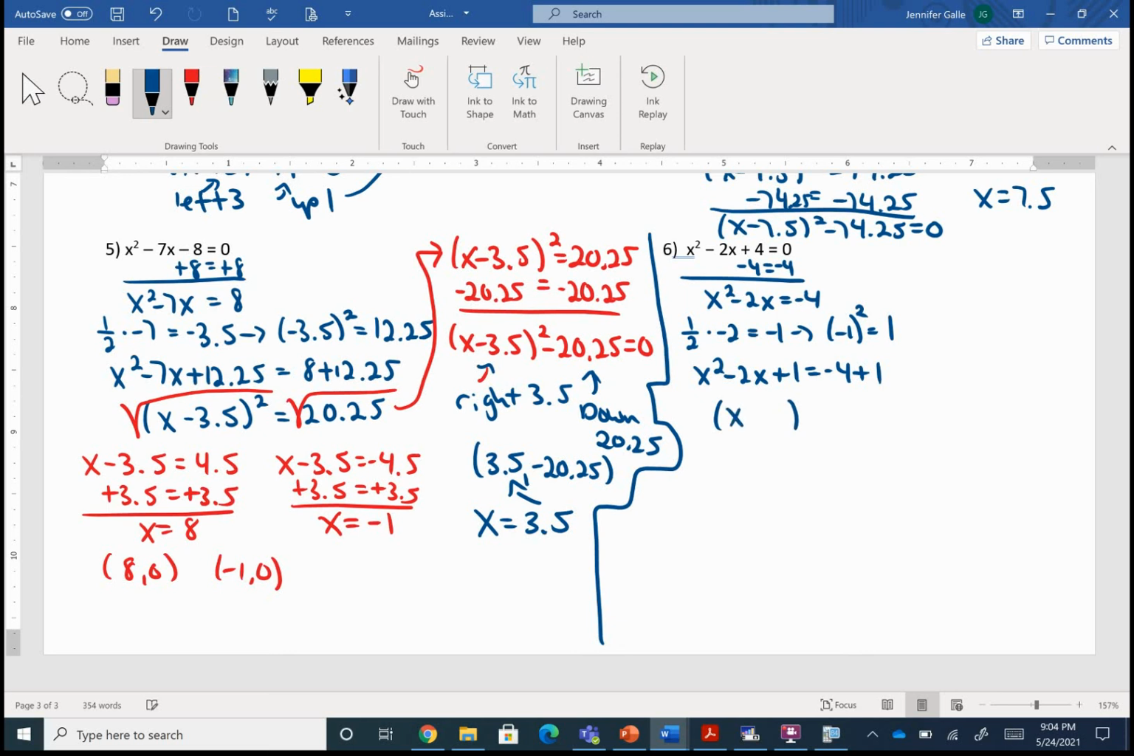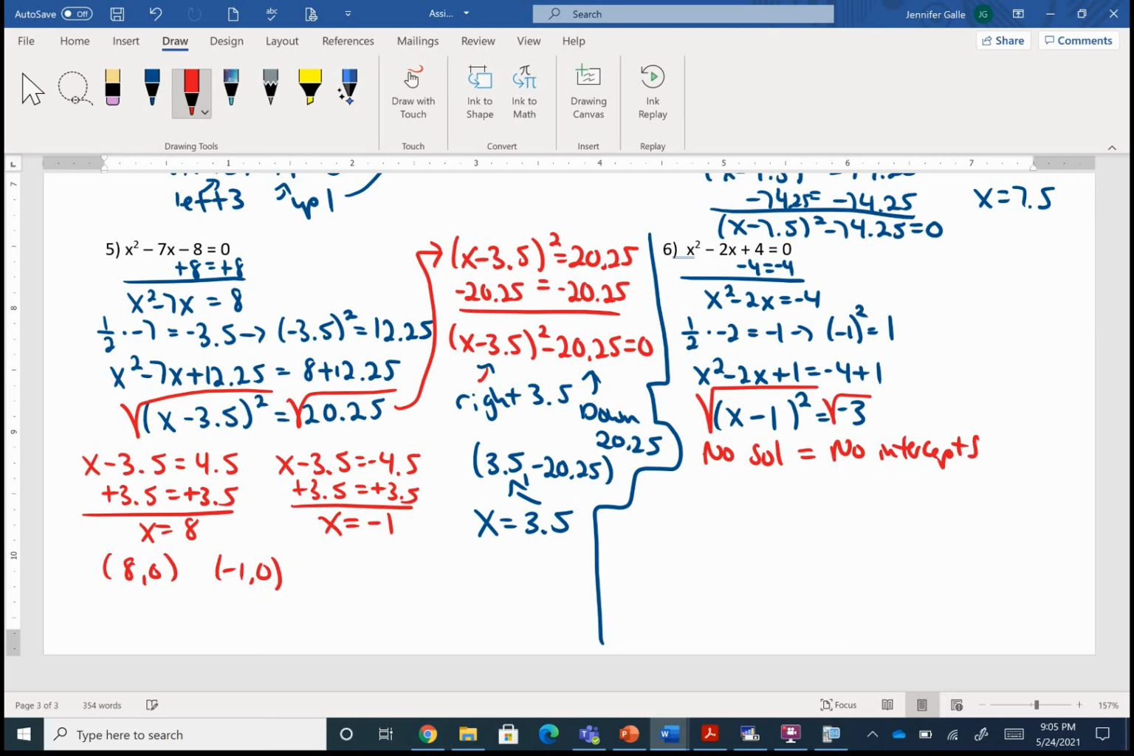X, in this case, will be minus 1. That's half of b. We square. Over on the right side, negative 4 plus 1 is negative 3. To solve, we take the square root to undo the square. We run into the same problem as we did in question number 3. I cannot find the square root of a negative. It's not a real solution. So it's no solution. We're going to have no x-intercepts.